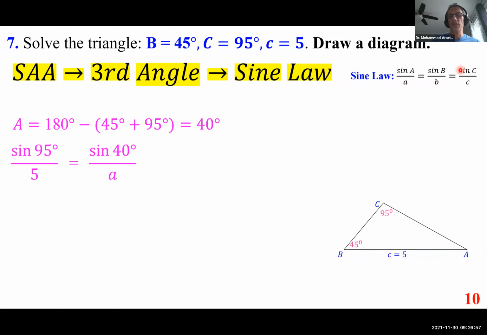So sine of 95 over 5, because the side is given opposite the angle C. Now sine of 40 over A, cross product. A is the product of these two divided by sine of 95. Using a calculator, give us the value of A.